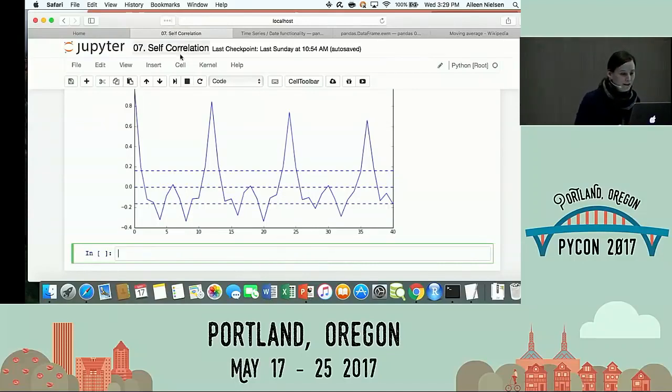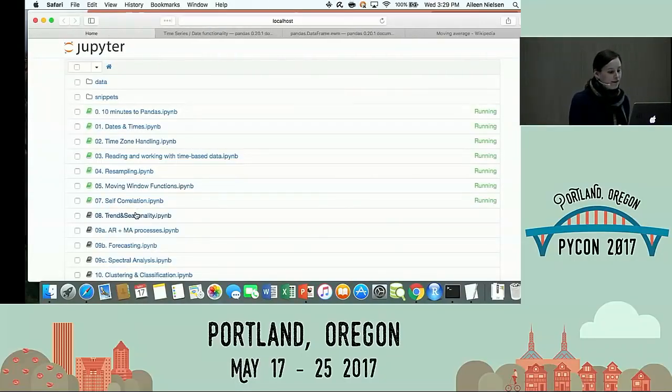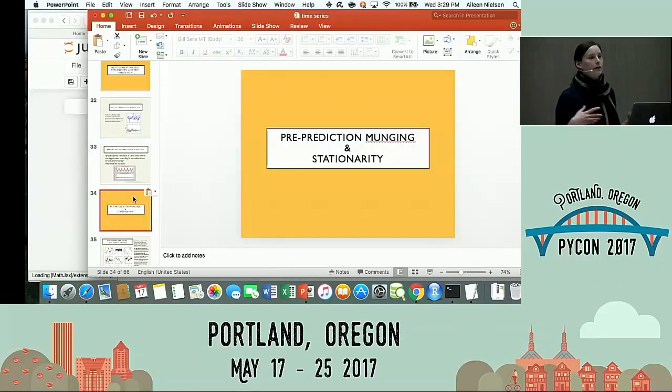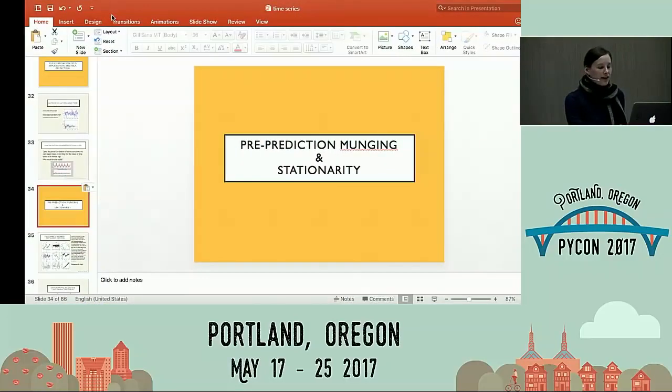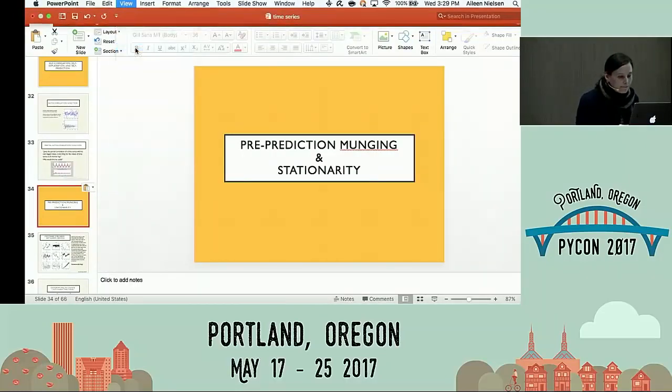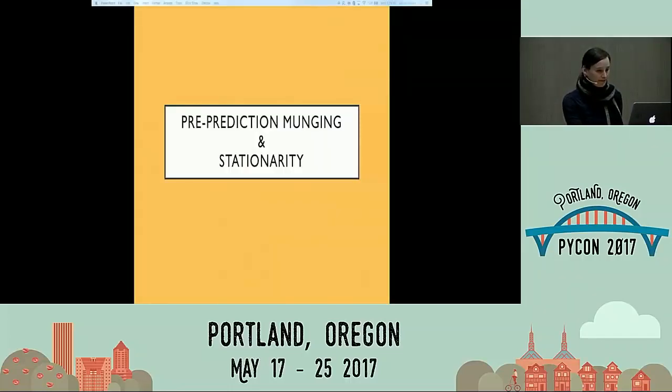Yep. So that's self-correlation. That's the first thing we want to think about, because self-correlation is part of how we do diagnostics in terms of thinking about what kind of model we want to use. The next thing we want to do is munge our data so that it looks like what we need it to look like to do an ARIMA model. So we need to do some pre-prediction munging, looking for stationarity. To use an ARIMA model, which is one of the most powerful, most inclusive, most general ways of predicting time series, you need a stationary time series.